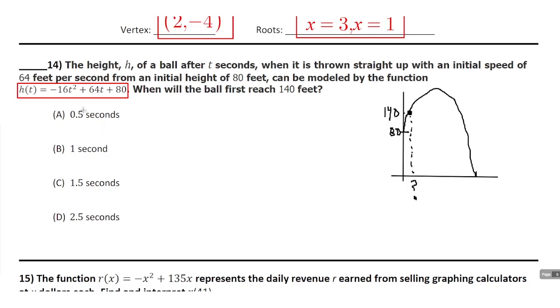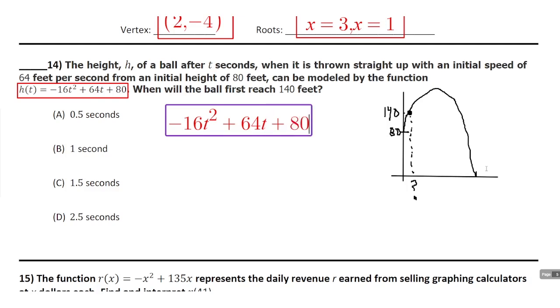So being that this is multiple choice, one way you can get through this problem a little faster is just by plugging in these times and then just seeing which one works. But I'm going to go ahead and solve it, once again, the conventional way. I'm going to set this equal to 140 because we are interested in when it first reaches 140 feet.